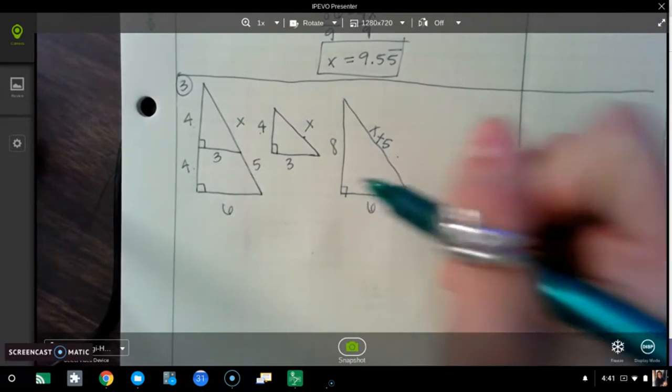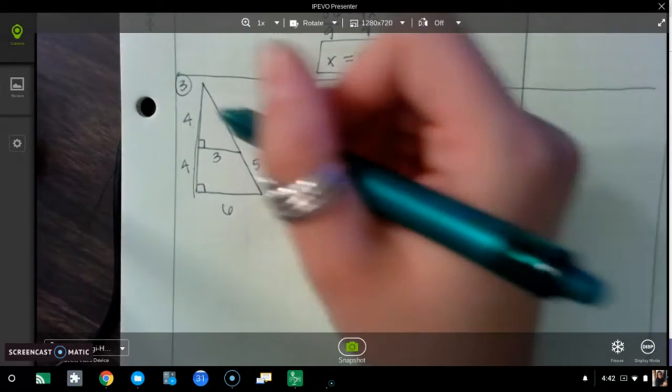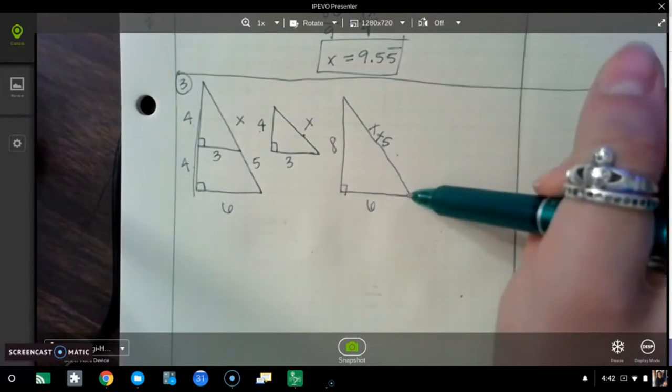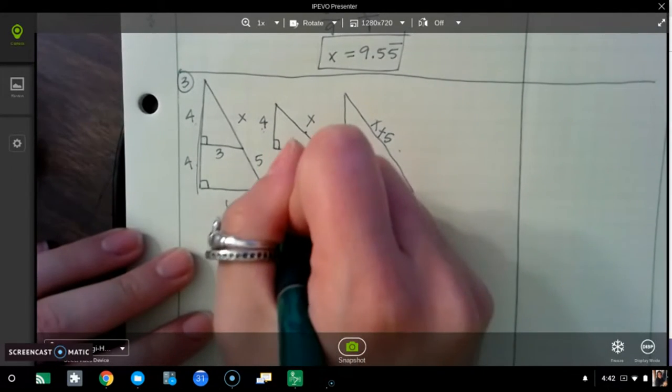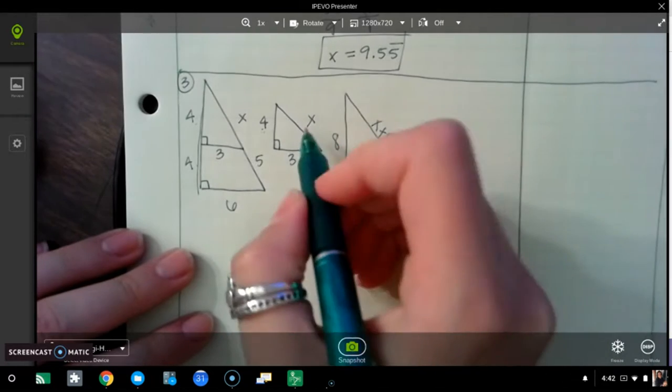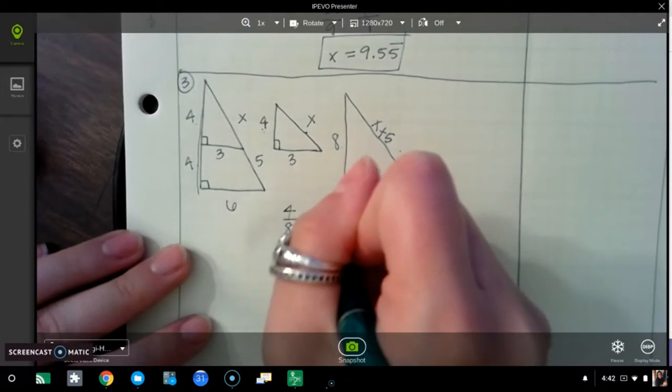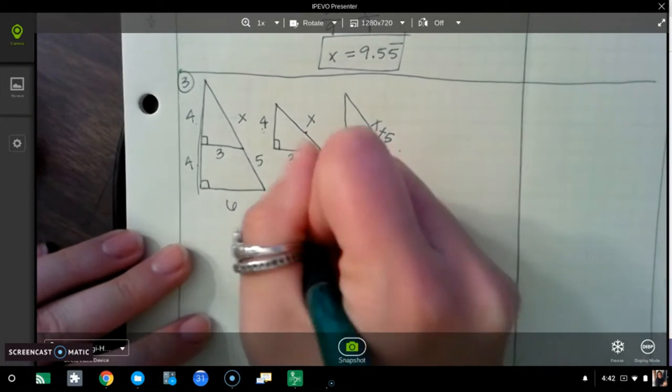Nope, I don't even have that angle. So it's this whole bigger triangle. It's this whole side, which is 4, and it's this whole hypotenuse, which is x plus 5. So when we set up our proportion, we can do small triangle over big triangle. So we get 4/8 is equal to small triangle over big triangle, x over x plus 5.